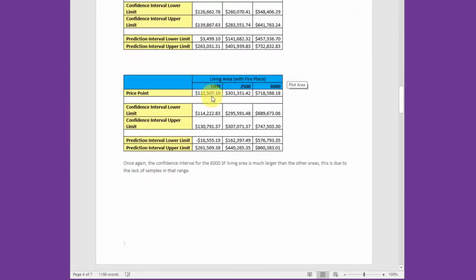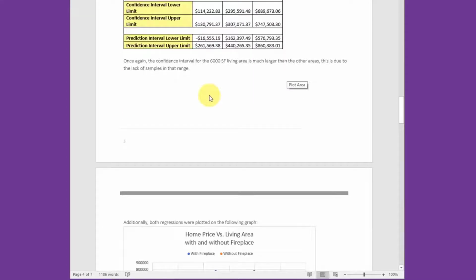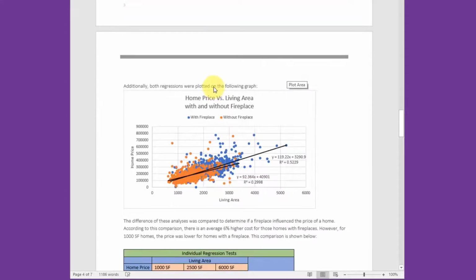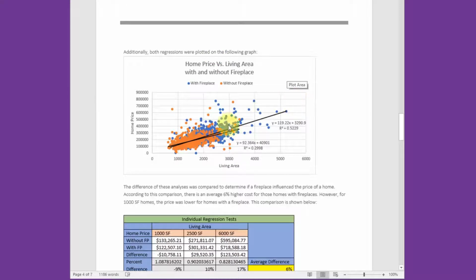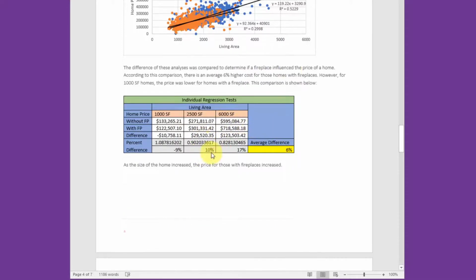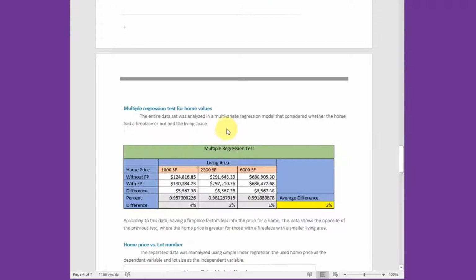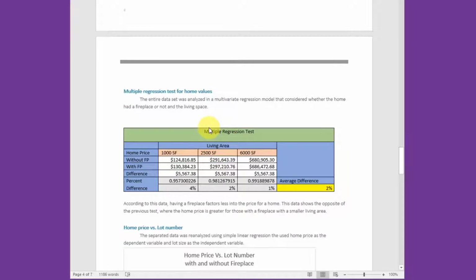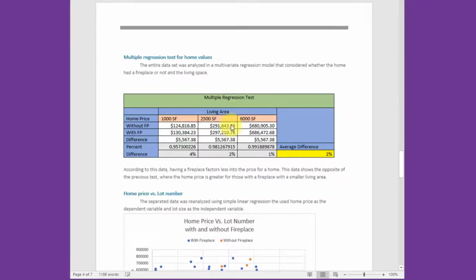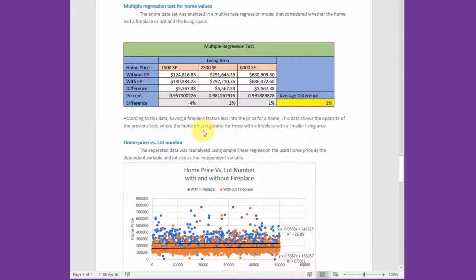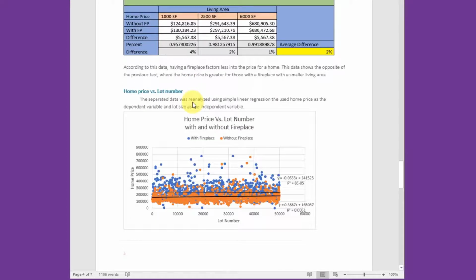More information, more tables, just copied and pasted from Excel into Word. Here's another nice graph showing the two charts with and without the fireplace and the regression lines and the equations. Summary of that information with and without and the differences. Another table from the multiple regression showing the value of the fireplace depending on various sizes.